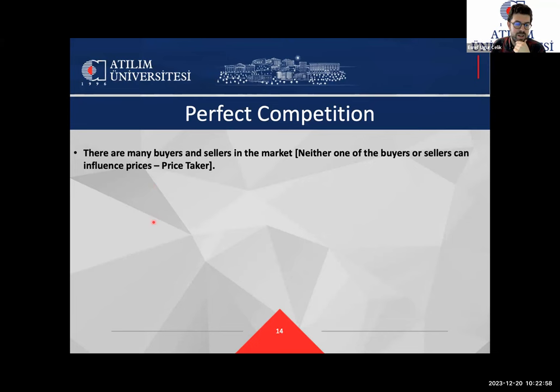Okay, let's look at the features of the perfect competition market. I said features are important. In a perfect competition market, there are many buyers and sellers in the market. So neither buyers nor sellers can influence the price. So the sellers get the market price. So price is determined in the market. So no firm is able to influence the price. So firms are price takers.